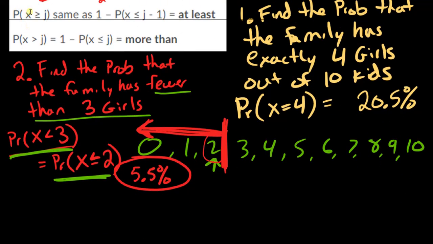Next one, we have x is greater than or equal to j. It's the same thing as 1 minus the probability x is less than or equal to j minus 1, which is the at least probability. Okay, so let's do an example using at least.